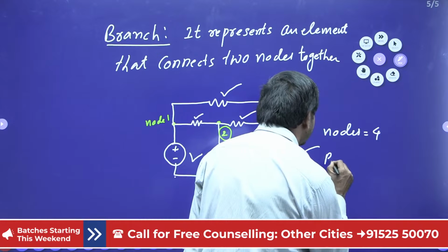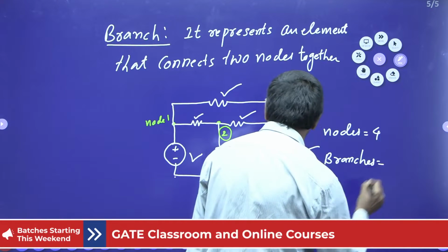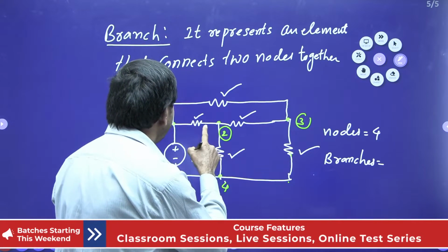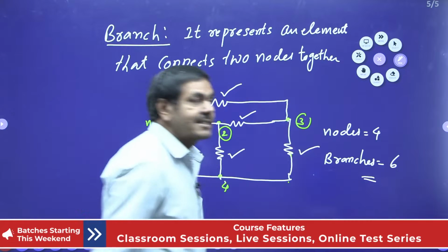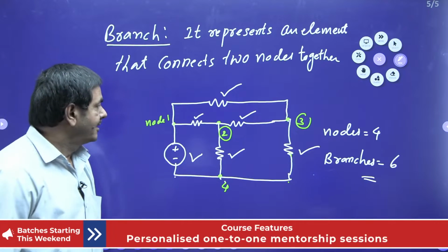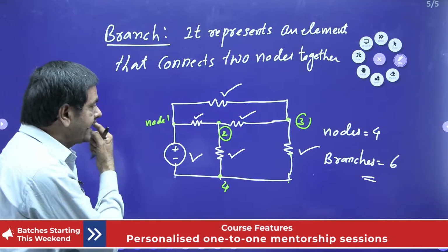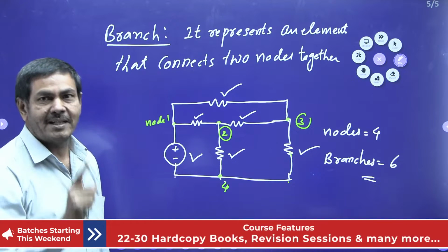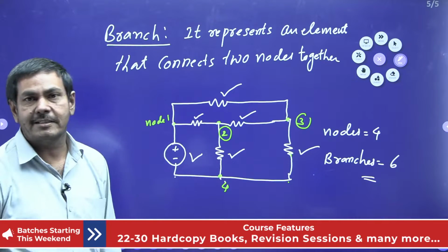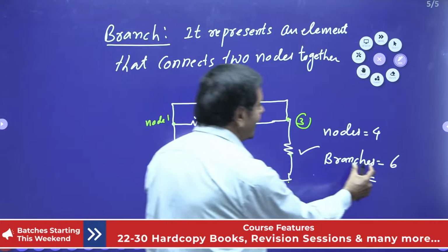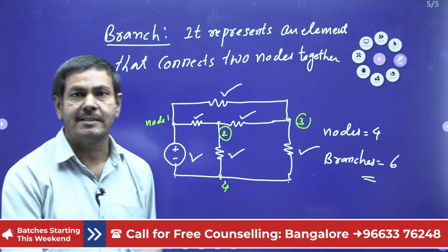Directly we can write the number of branches equal to how many? 1, 2, 3, 4, 5, 6. Six branches are existing. Like that, branches can be calculated. That means between any two nodes, whenever an electrical element is existing, that will be considered as one branch only. Like that, the total number of branches existing in the given network, you identify and try to get it. The number of branches equal to 6. I think the students could understand this point clearly now.